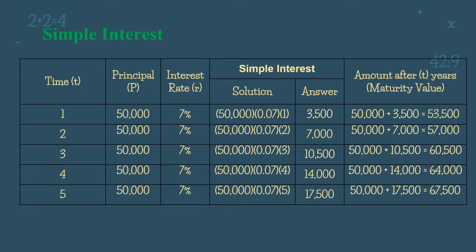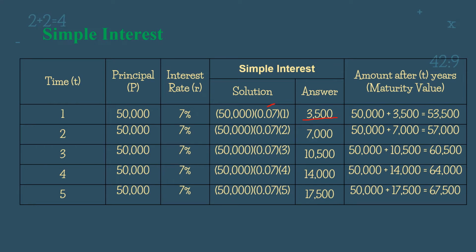So here in this table, let's show how the interest accumulates every year. From the original problem earlier, our principal is 50,000 and the interest rate is 7%. Then within 5 years, for example, if she pays after only 1 year, let's compute: I is equal to PRT. So 50,000 times 0.07 times 1 for 1 year. So the answer is 3,500.